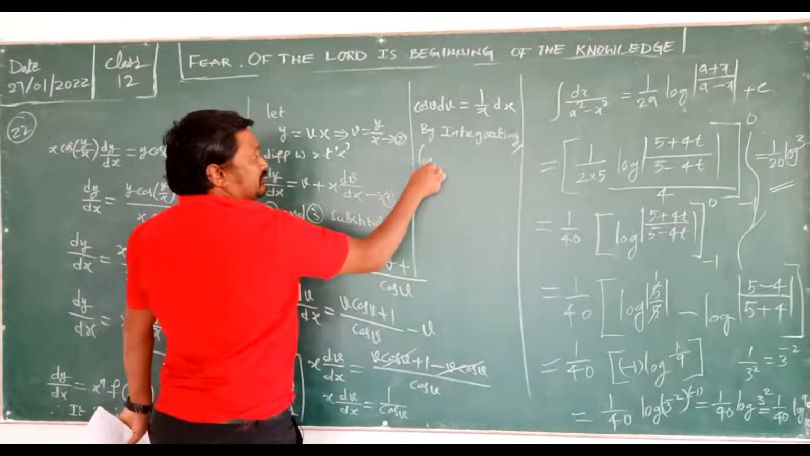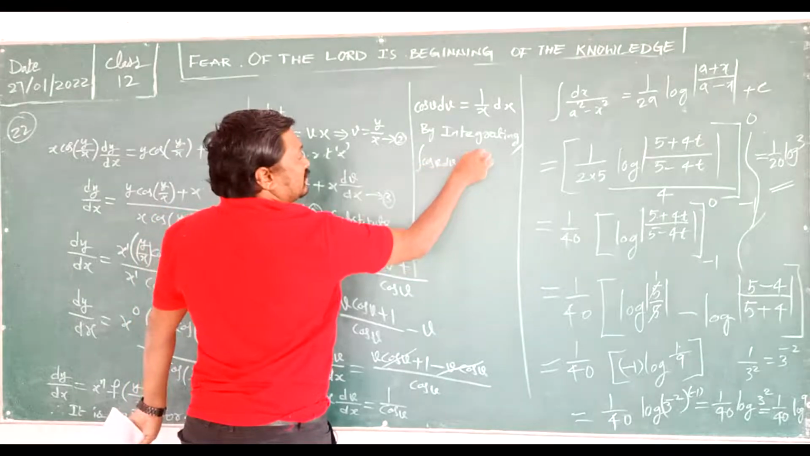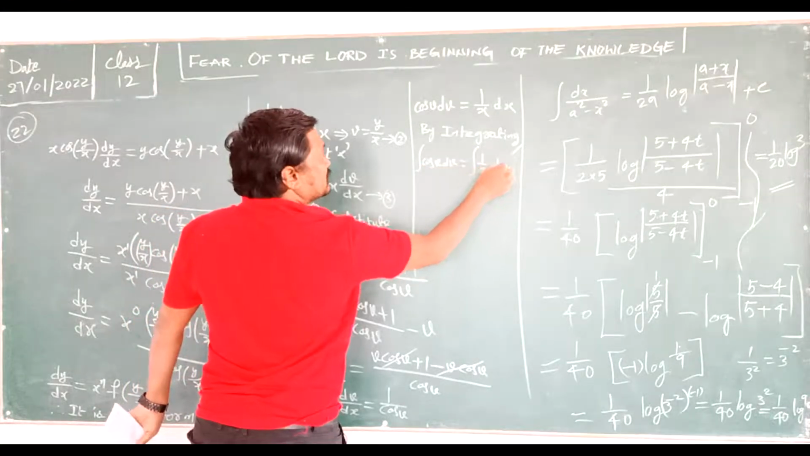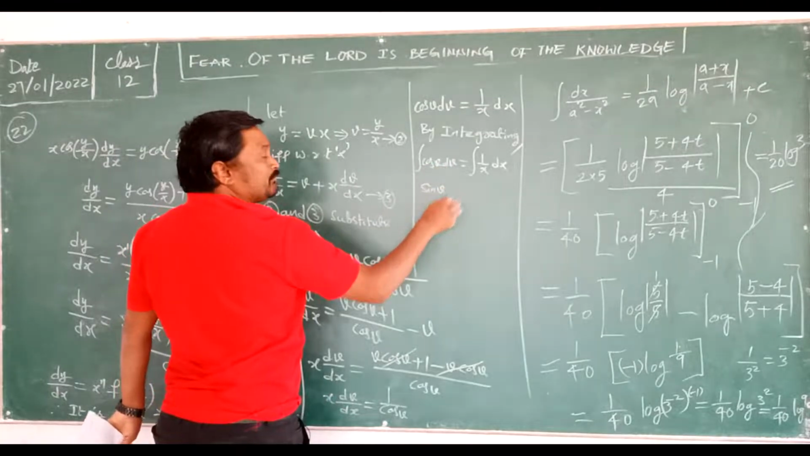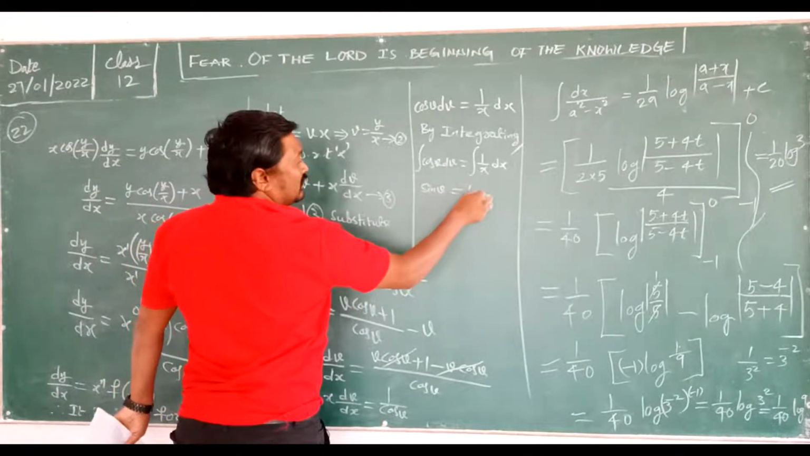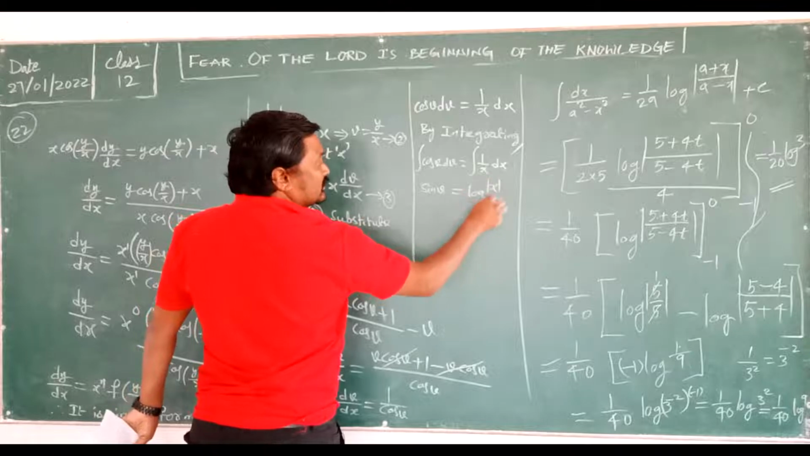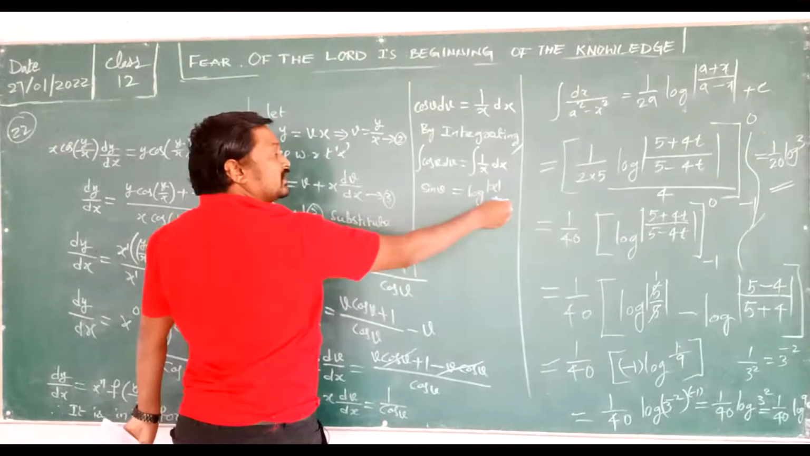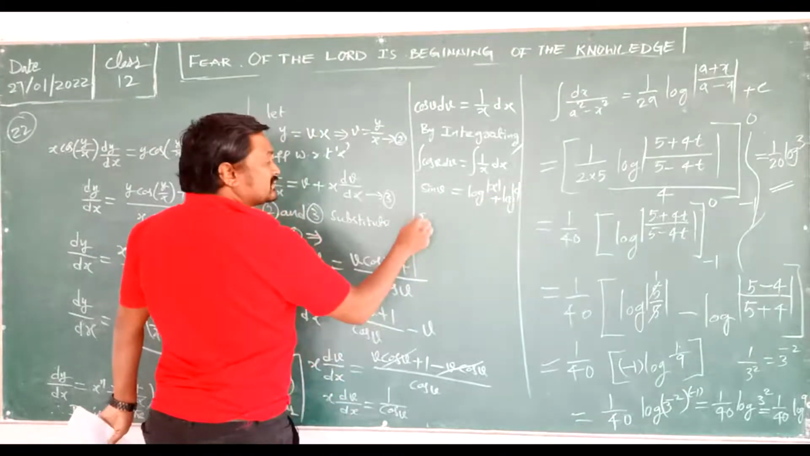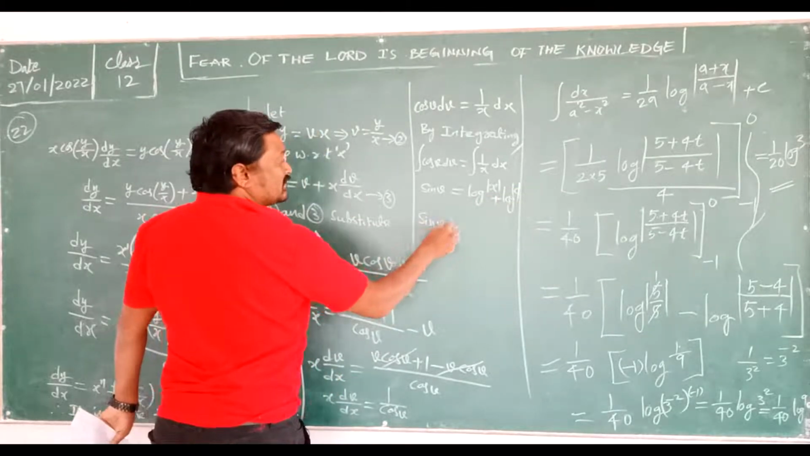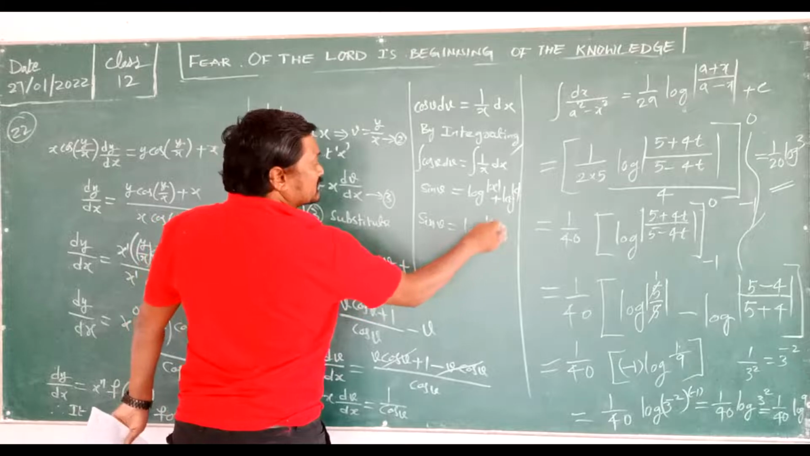Integral cos v dv is equal to integral 1 upon x dx. Cos v dv is nothing but sin v, which is equal to log modulus of x. So here log is there, so the constant also we take in the log form, log c. Then sin v is equal to log of modulus xc.